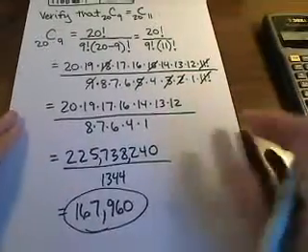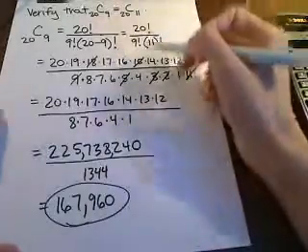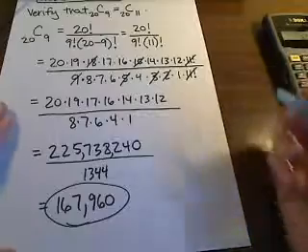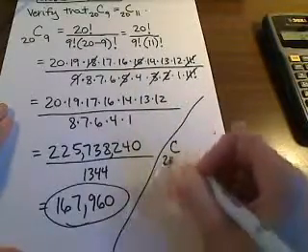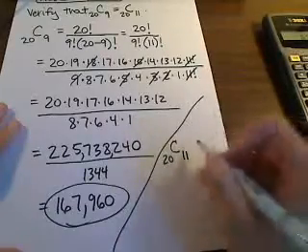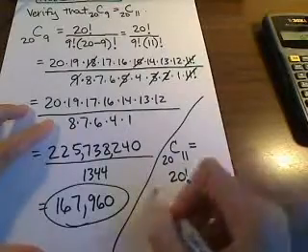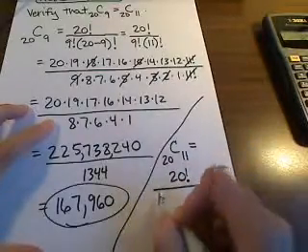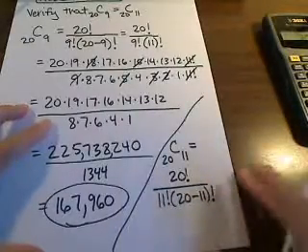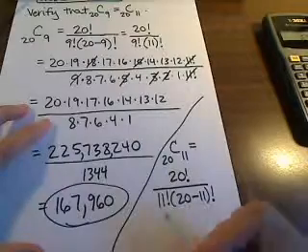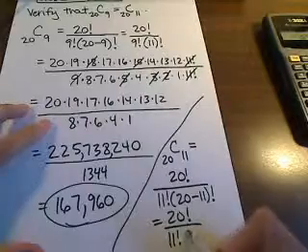And I'm just going to show you the start of a combination of 20 things taken 11 at a time, because the calculation actually ends up becoming the same. So if I wanted to calculate the combination of 20 things taken 11 at a time, and I write this out using the formula, this is 20 factorial over 11 factorial times 20 minus 11 factorial. Okay, and then when we simplify 20 minus 11, that's going to be 9 factorial.